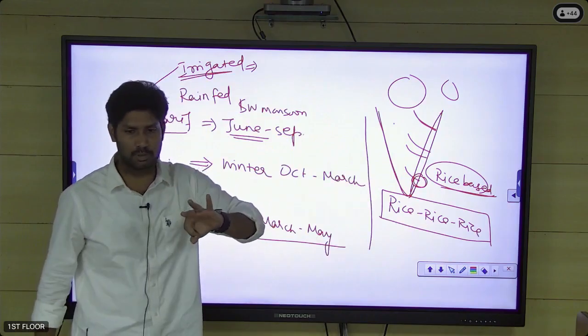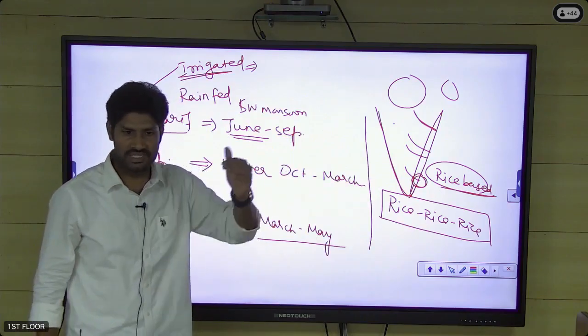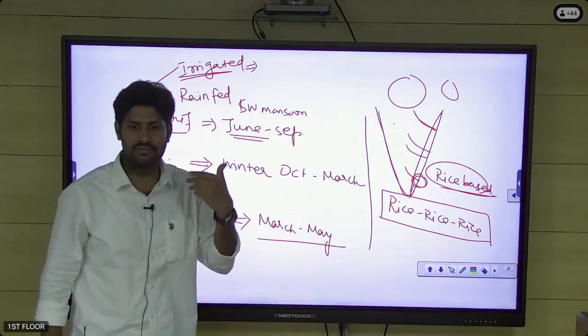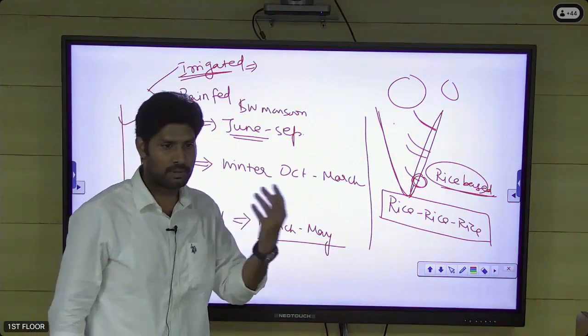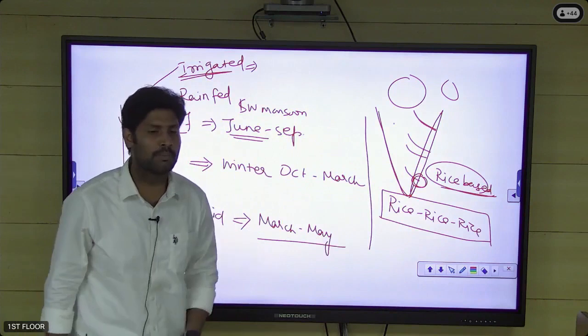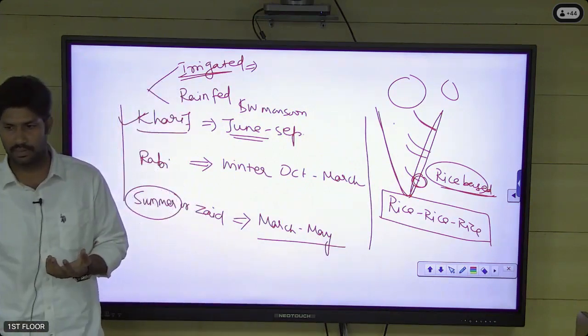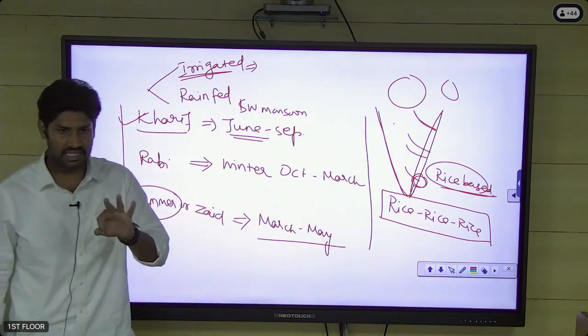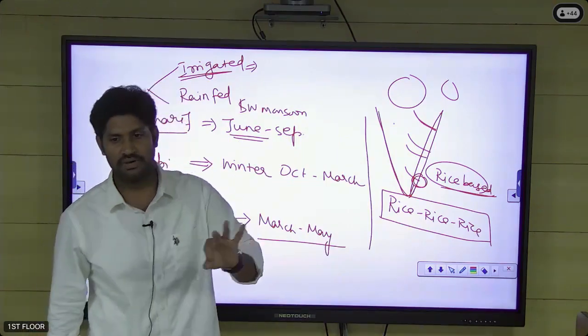Actually, there are three sources of irrigation in India. One is canal irrigation from the rivers, and the second is tank irrigation from lakes and ponds. One more important source is well irrigation, open well and borewell. So these are the three sources of irrigation for the farmers.